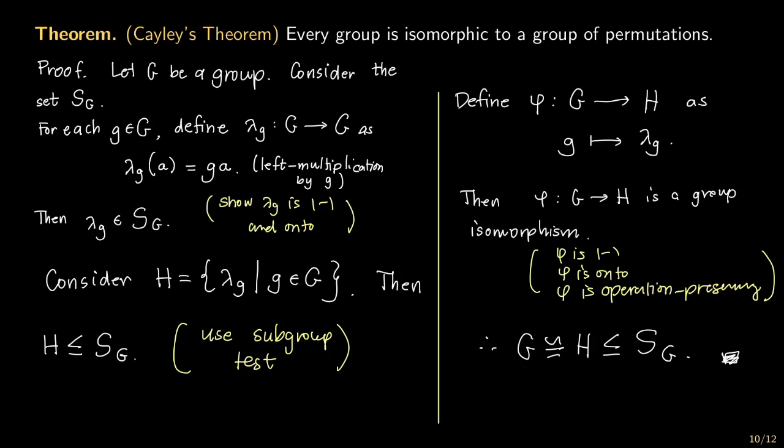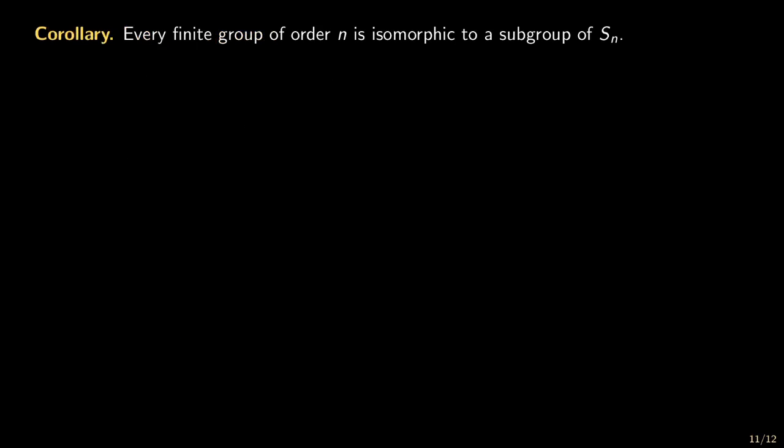Now when you look at the proof, we can derive the following corollary. Every finite group of order n is isomorphic to a subgroup of S of n. So this is Cayley's theorem applied to the case when the group is finite. The idea is here, let's say the group has n elements. Then by Cayley's theorem, G is isomorphic to a certain subgroup H, which is a subgroup of S of G.